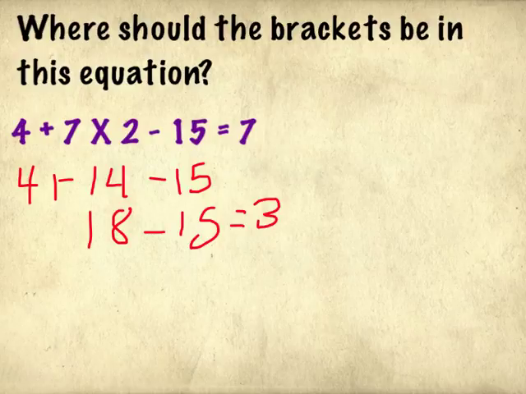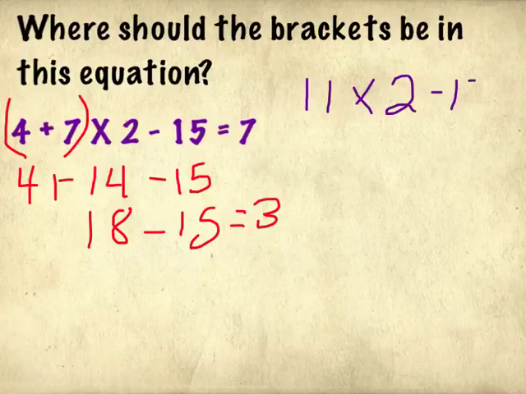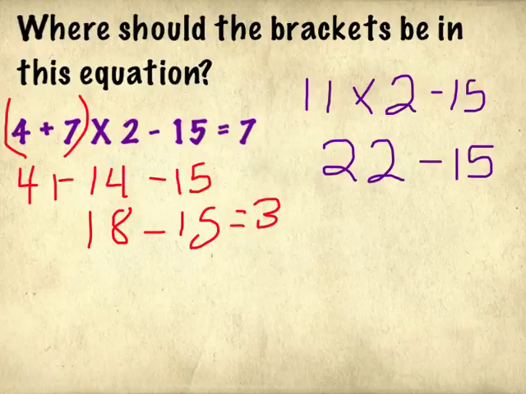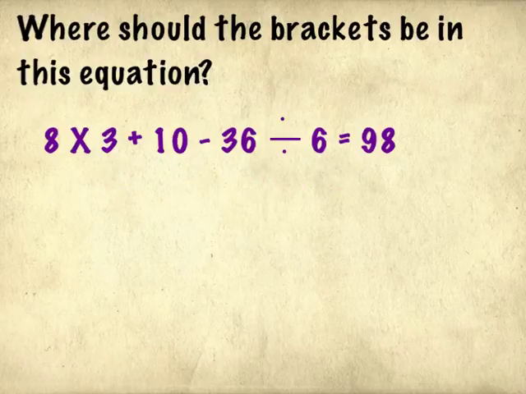I am missing some brackets, so I'm just going to try putting them in some different places. Let's start by putting them around here and see what happens. So if I do that, then instead of doing my 7 times 2 first, I'm going to start with 4 plus 7, and that will give me 11 times 2 take away 15. 11 times 2 is 22 take away 15, which equals 7. So that's where my missing brackets should be. They should be around the 4 plus 7.